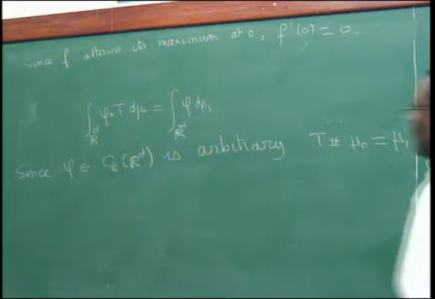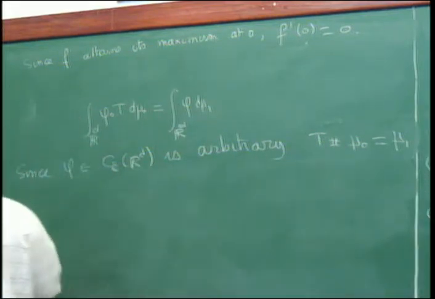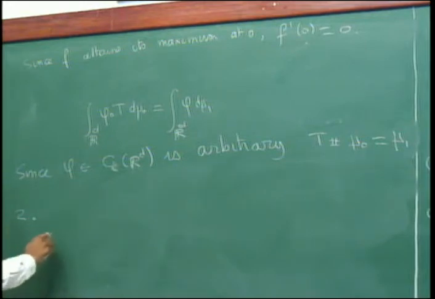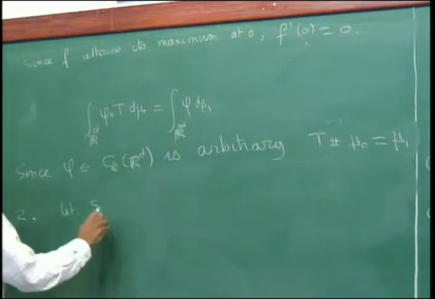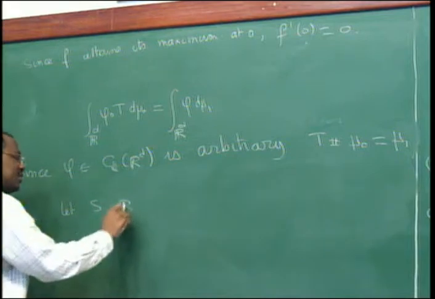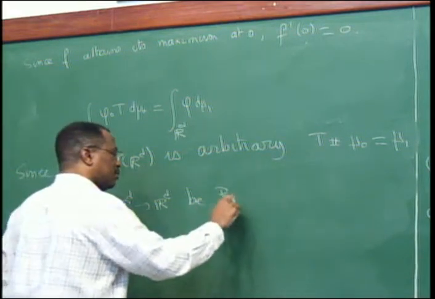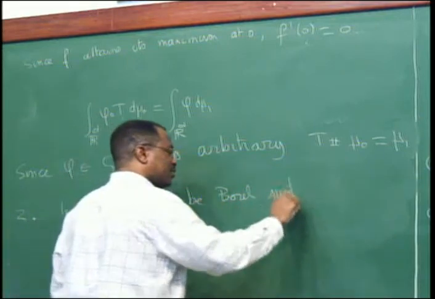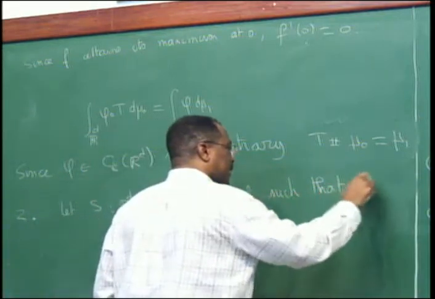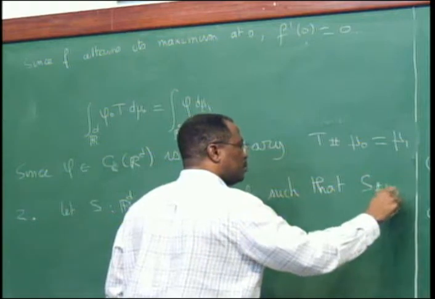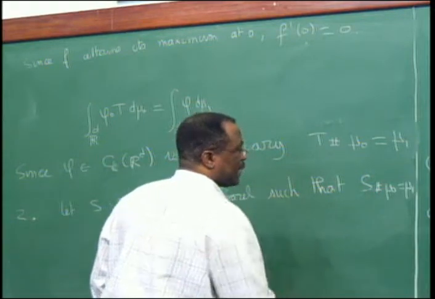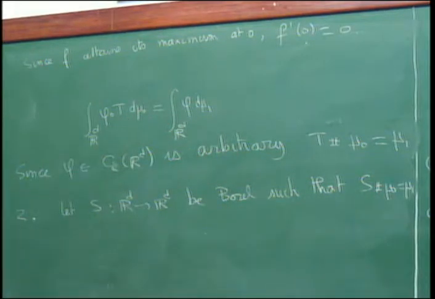Next, optimality. Let S from R^d to R^d be Borel such that S pushes mu naught forward to mu1. I want to show that the cost associated to S is bigger than or equal to the cost associated to T.